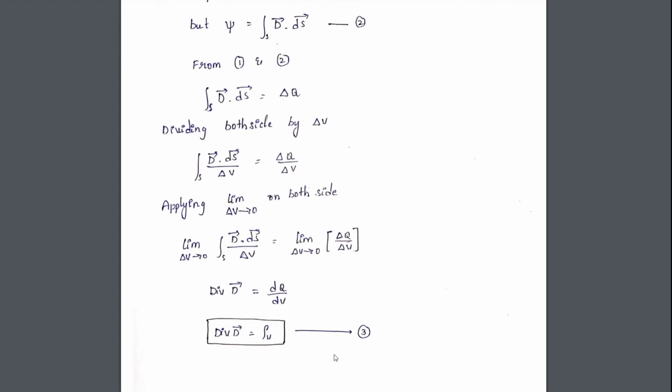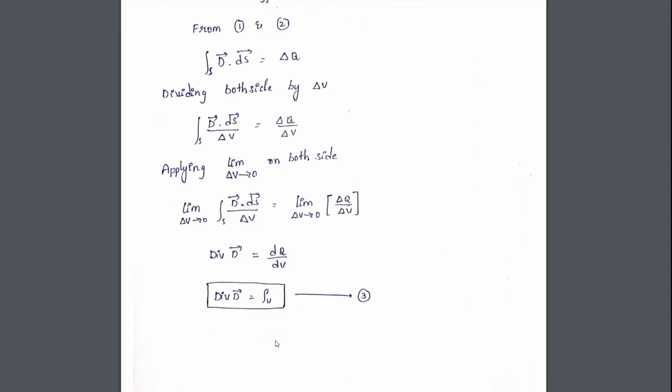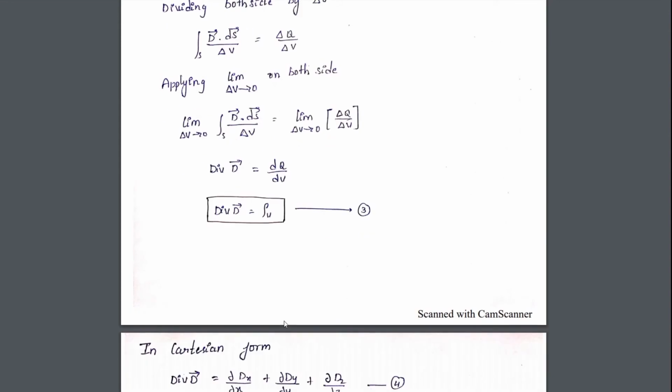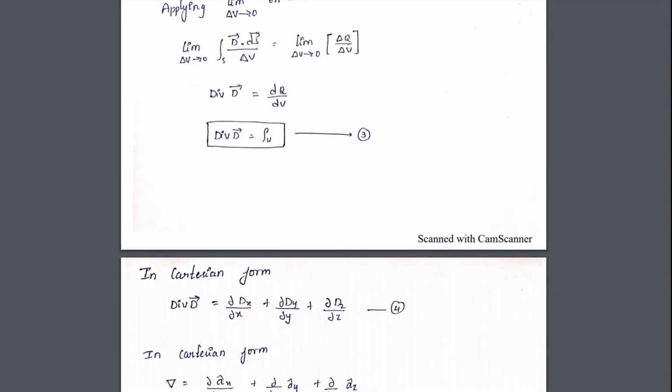So we proved divergence D is equal to rho V first. Then what this divergence D is also equal to, you need to prove. So divergence is what? Splitting of the components: dou Dx by dou x plus dou Dy by dou y plus dou Dz by dou z. This is in Cartesian form.